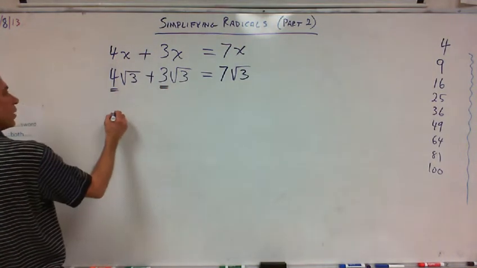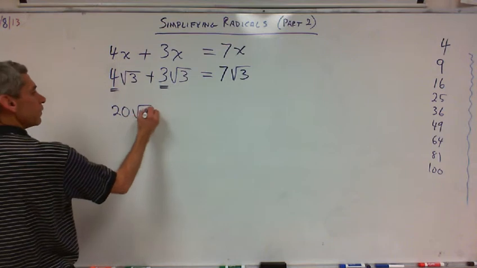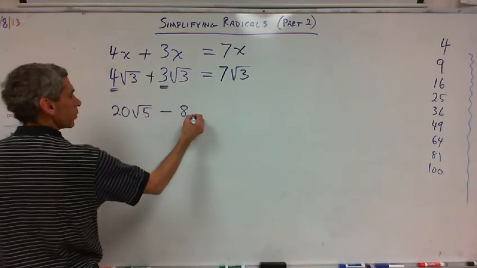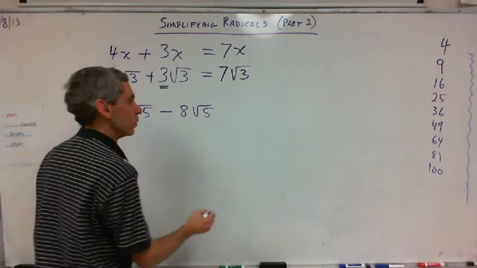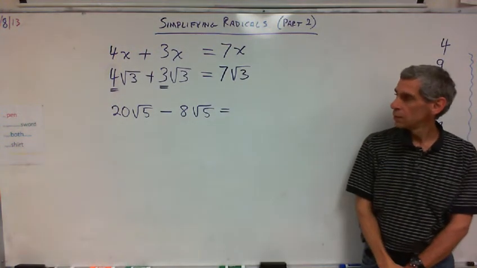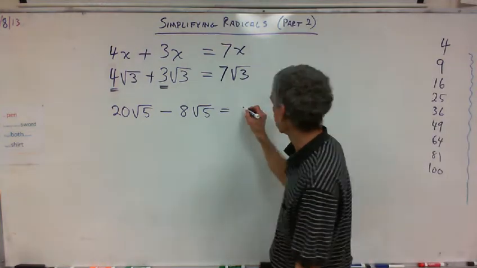All right, what's this one? 20 square root of 5 minus 8 square root of 5. 12 square root of 5, right, exactly.